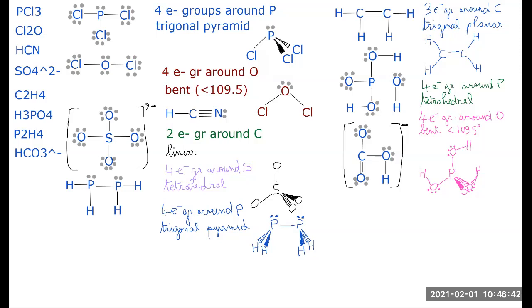Okay, so let's count the number of atoms around the carbon. Carbon is the main central atom here, but there is also one oxygen that can be considered a central atom. So let's do carbon first. We have two single bonds bonded to carbon and then a double bond. So that's three electron groups around C.